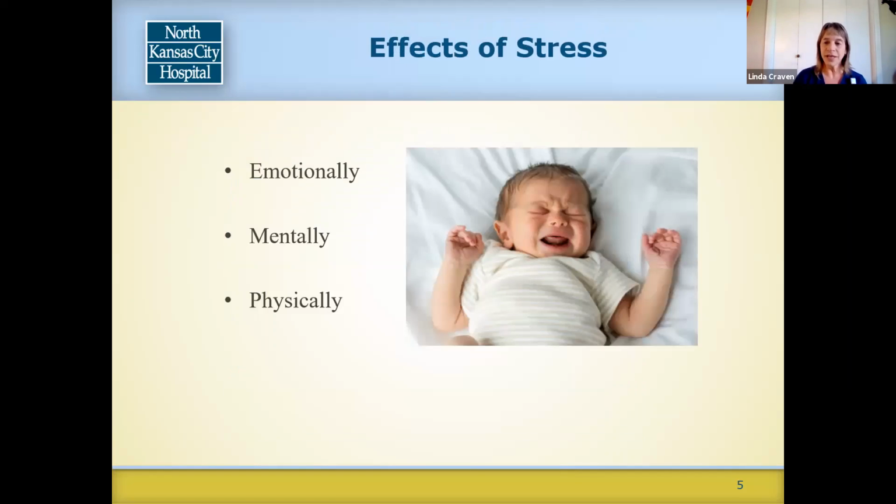So we know that stress affects everybody differently, as we've said. It affects us emotionally, mentally, and physically. And this little guy here is having some trouble. I'm suspecting he might be hungry, so that's how it's affecting him physically. And mentally, since he's really unable to express what he needs or what he wants, you can tell that he's having a tough time. And emotionally is how he expresses his feelings because he can't really talk at this point. So just to review, emotionally, mentally, and physically, that's how stress affects us.